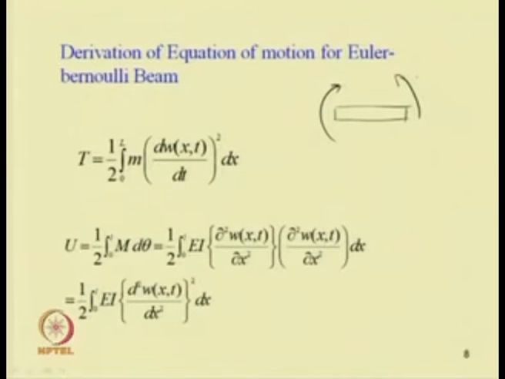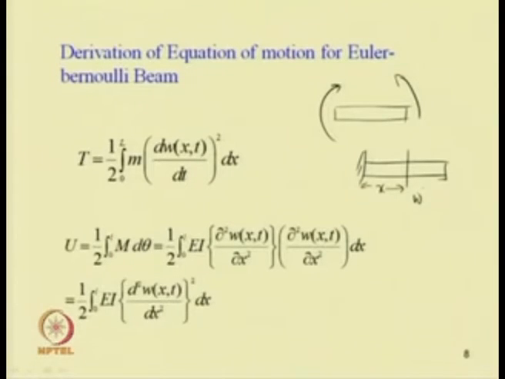So, the kinetic energy of the system. Let us consider a system, a cantilever beam or any beam. At a distance x, let W be the transverse direction vibration, the displacement in the transverse direction. So, W is the displacement in the transverse direction, which is a function of both x and t, where x is the space coordinate, and t is time.